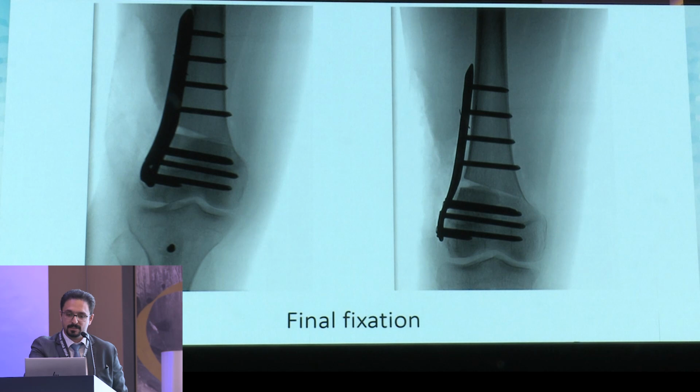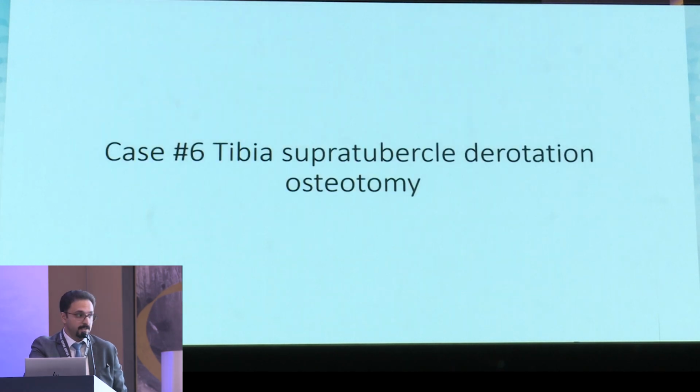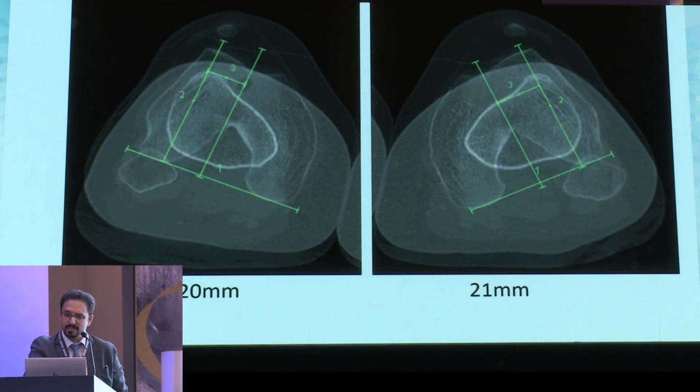Final fixation with the tibial tubercle transfer and ligament reconstruction. This is a very unique situation here. This is the last case. A 29-year-old civil engineer, bilateral recurrent patellar dislocation for at least 3 years, suffering for a long time. The physical examination is suggestive of both femur and tibia problems, and also she has abnormal TT-TG.